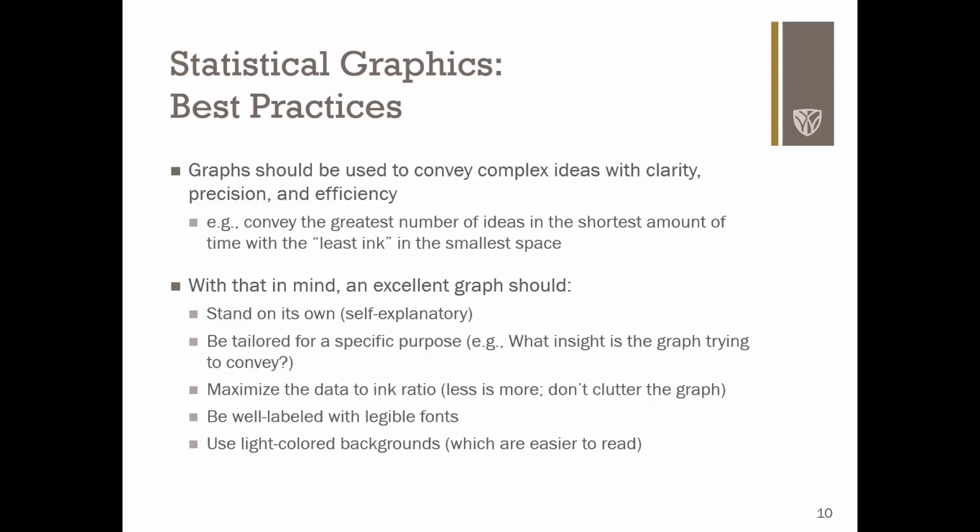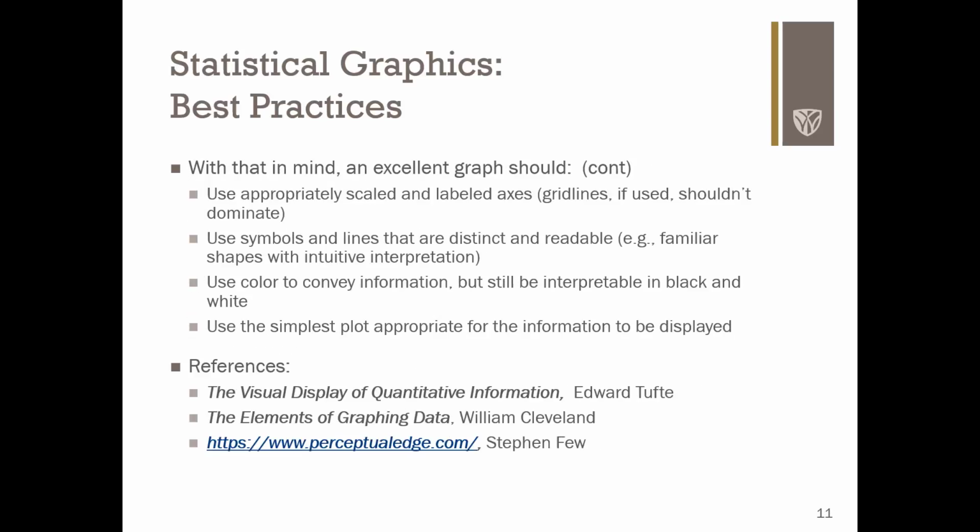And then you want to ensure that the graphs are easy to read, that you use simple colors. Light colored backgrounds are better. Dark colored backgrounds make it very difficult to read. You want legible fonts. Continuing with those same thoughts, you want to make sure that your axes are scaled and labeled appropriately and that the symbols and lines are easy to read. You want to be careful with using color to convey information because you do want to ensure that graphs that you generate are legible or understandable or interpretable to people who may have red-green color blindness.